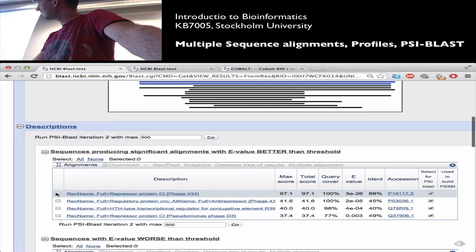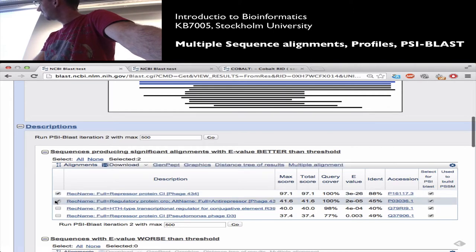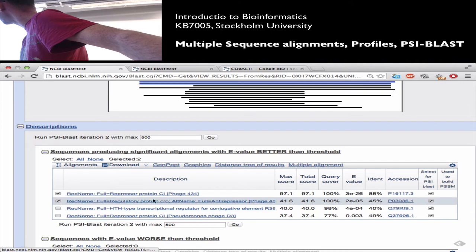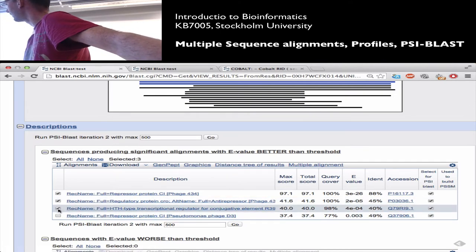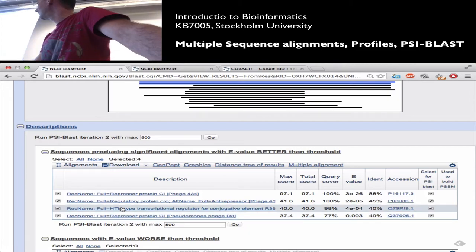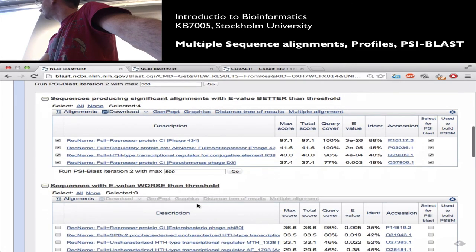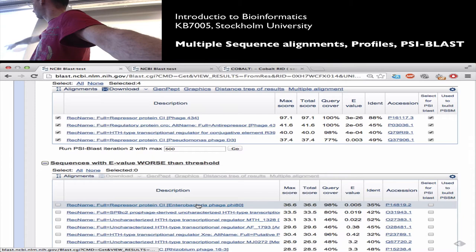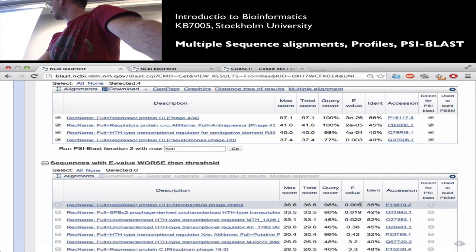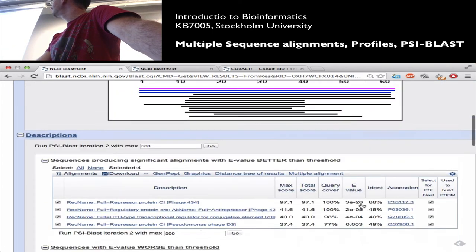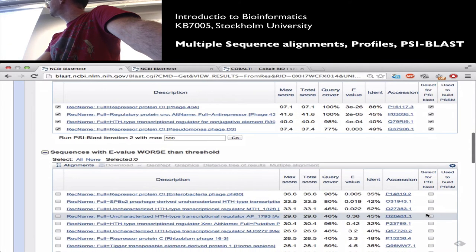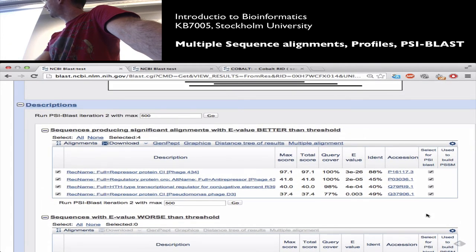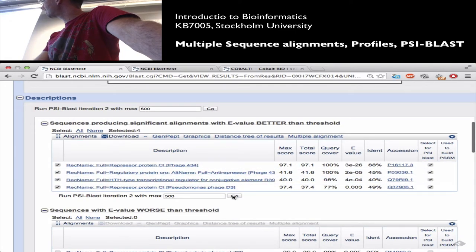So I can select all these, and you see the names of these are repressor protein C1, repressor protein C1, they probably all are related to my starting protein. And then I have a lot of hits which are below my E-value threshold, just on the border. This one is actually probably better because it's longer, but it was not similar enough. And then I can run the second iteration. Hopefully it doesn't take 10 minutes this time also.